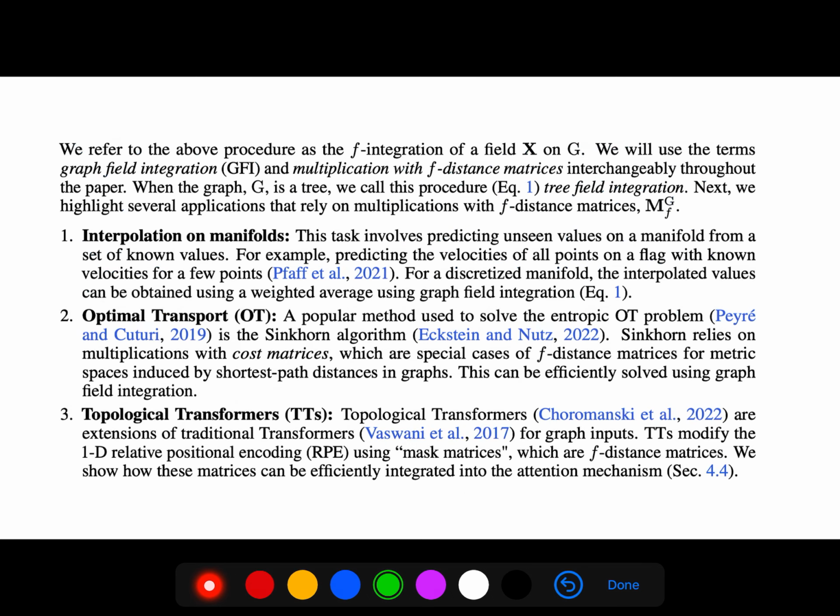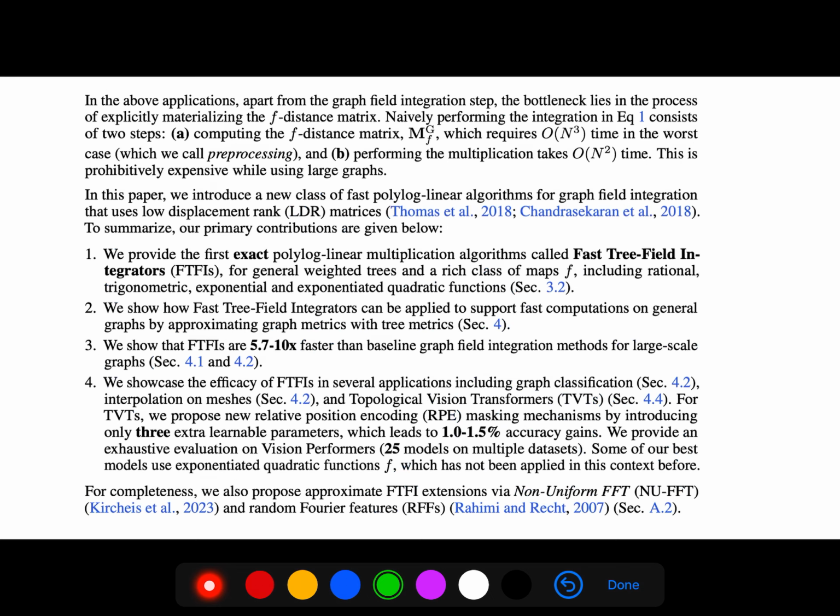So we highlight several applications that rely on multiplications with the f-distance matrix: interpolation on manifolds, optimal transport, and topological transformers. So we provide the first exact polylog linear multiplication algorithm, called FTFIs.